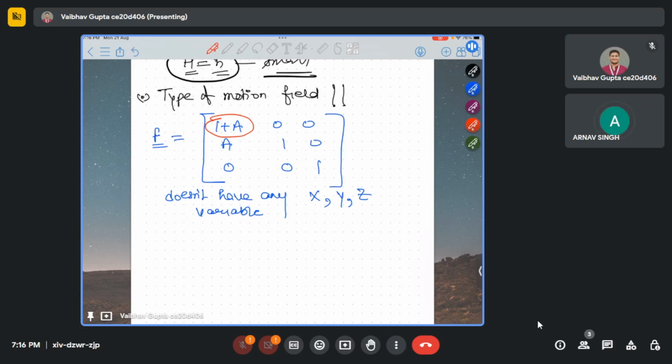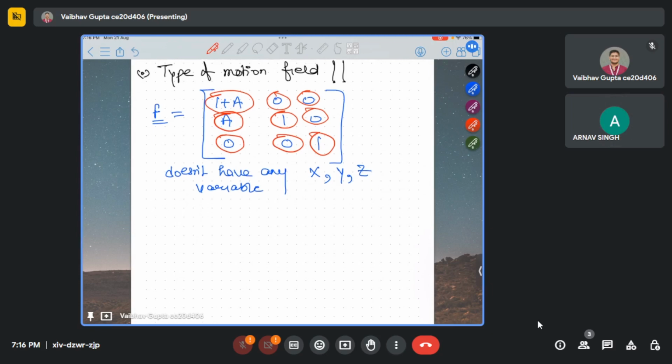See, this term is constant. No x and y are involved. This is constant. This is constant. This is constant. All terms are independent of x, y, z. So what we call this is constant. F is constant. Okay. So this type of motion is known as homogeneous deformation field. Okay.